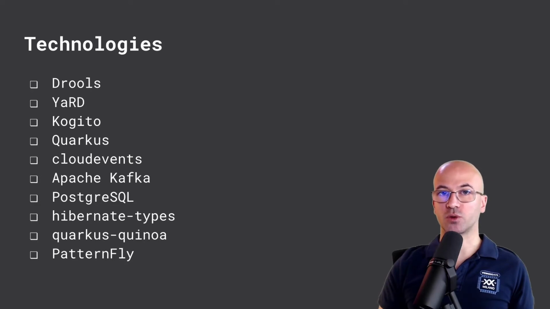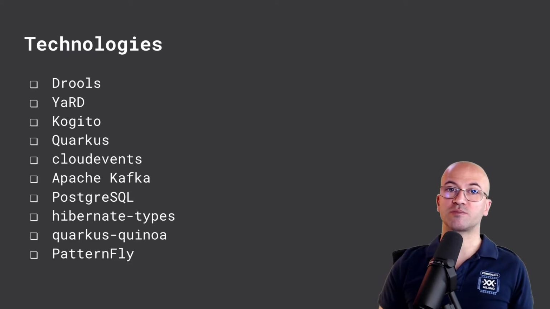We are using, of course, Drools and Yard for the role definition. Then we are using Cogito, of course, for cloud native based decisioning. We are using Quarkus, of course, and then cloud events because these are the data that we want to process. We are using Kafka, and we are using PostgreSQL as our data store.